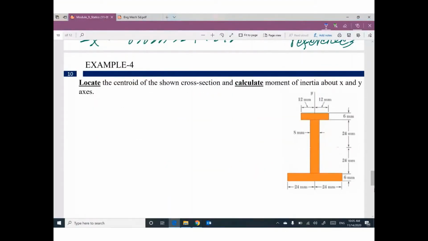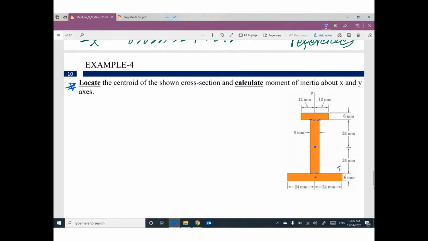Hey guys, for this example, we need to locate the centroid and calculate moment of inertia. Okay, let's focus on how to locate the centroid. First step, I'm gonna divide this cross-section into different parts, probably rectangular part, circular part, or right angle triangle part. Actually, I will divide it into 3 rectangular parts.